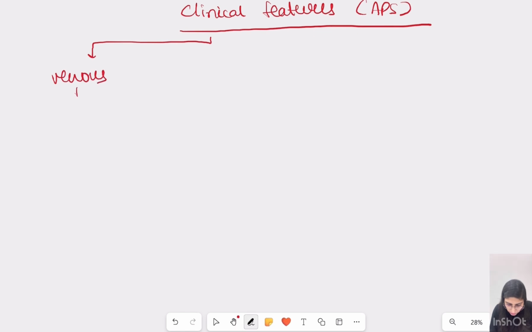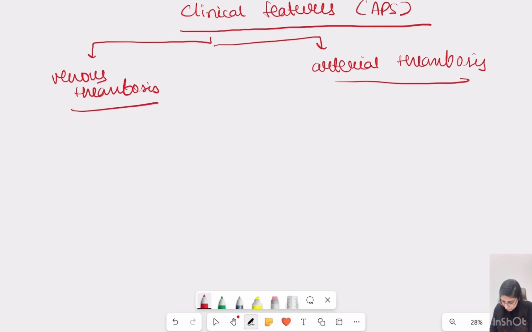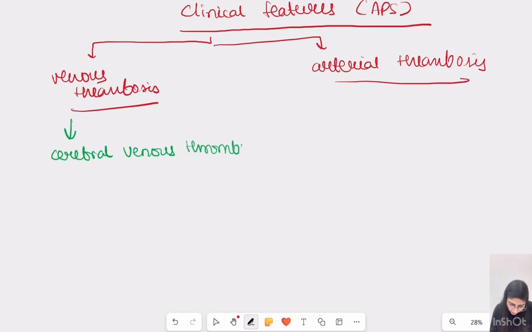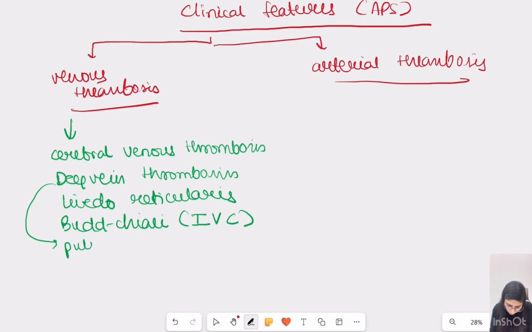Venous thrombosis and arterial thrombosis. Venous thrombosis can affect the cerebral veins and lead to cerebral venous thrombosis. It can lead to a deep vein thrombosis in the legs, in the peroneal veins. It can lead to something known as livedo reticularis on the skin, that is cutaneous vessels, and then Budd-Chiari disease, which affects the IVC, the inferior vena cava, which is a clot in the IVC. And DVT can of course lead to pulmonary embolism.